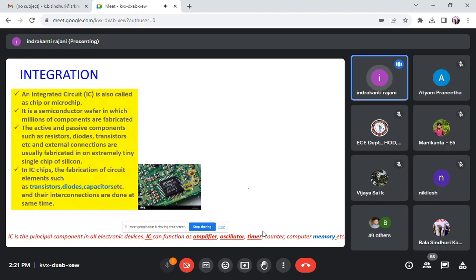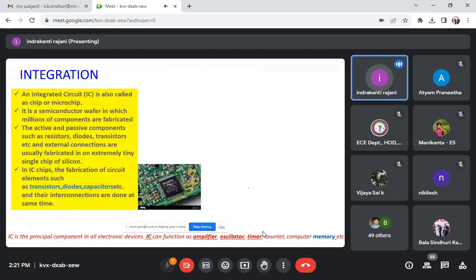Any device you take should have an integrated chip, an integrated circuit board. Without this integrated circuit board, the device cannot function. It is like the heart of the human body. Like that, integration also acts as the heart of the system, the heart of the device.